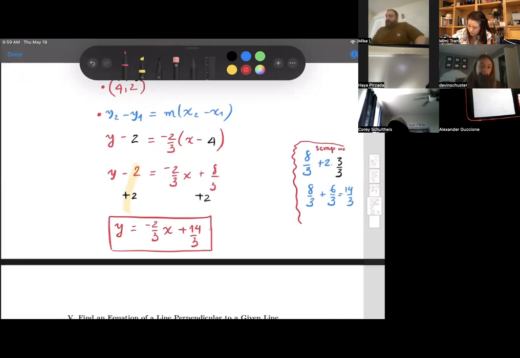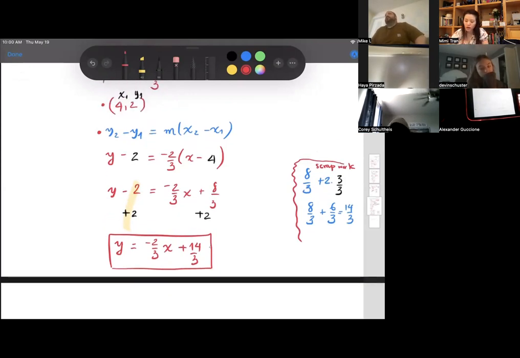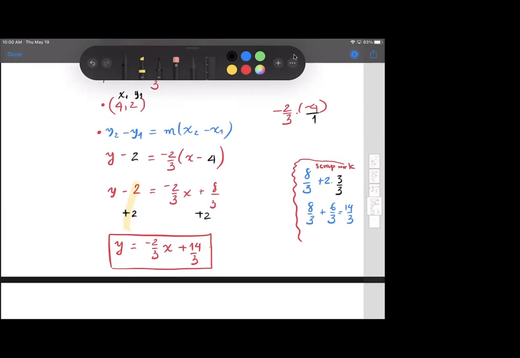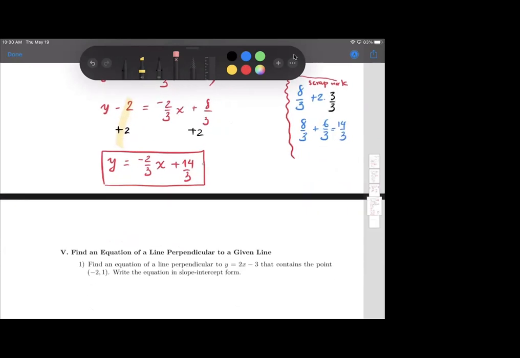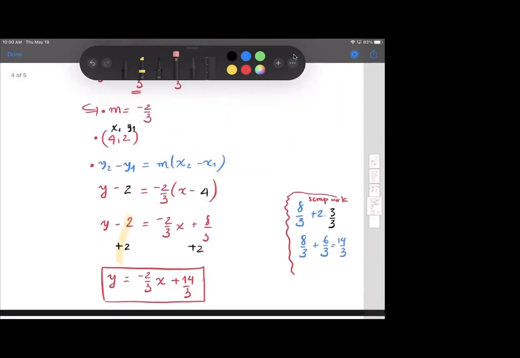Scrap work. I have a question. Yeah, Kobe. How'd you get 8/3 from 4? So I have negative 2/3 times negative 4, or better yet, negative 4/1, right? And then you just multiply across. Okay. Anything else? Any other question?